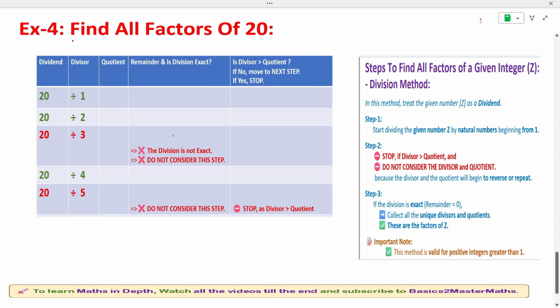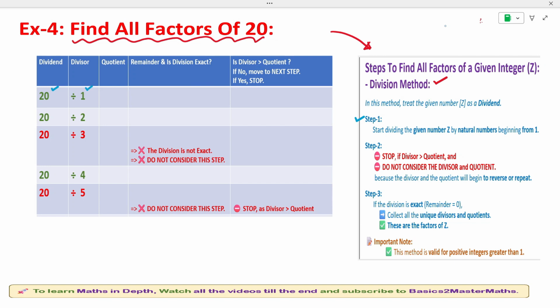Today, we will see how to find all factors of 20 using division method. Before solving the problem, please go through the below steps. Step 1. Start dividing 20 by the natural numbers beginning from 1.